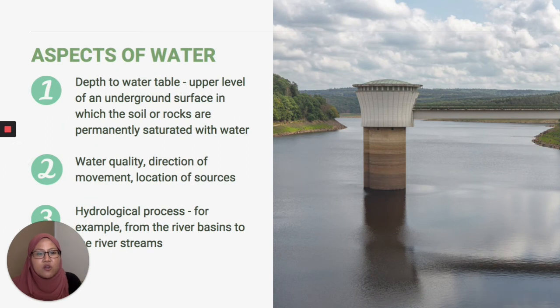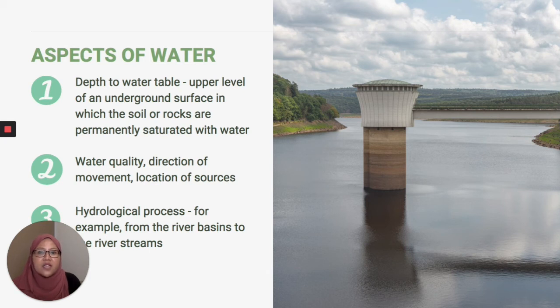Some aspects of water that we need to consider when we are doing an inventory and analysis, for groundwater, is to identify the depth to the water table. The water table is the upper level of an underground surface in which the soil or rocks are permanently saturated with water. If you identify a place that has a high water table, this means that there's a lot of groundwater sources, which also means that it might not be a suitable place for you to build something.